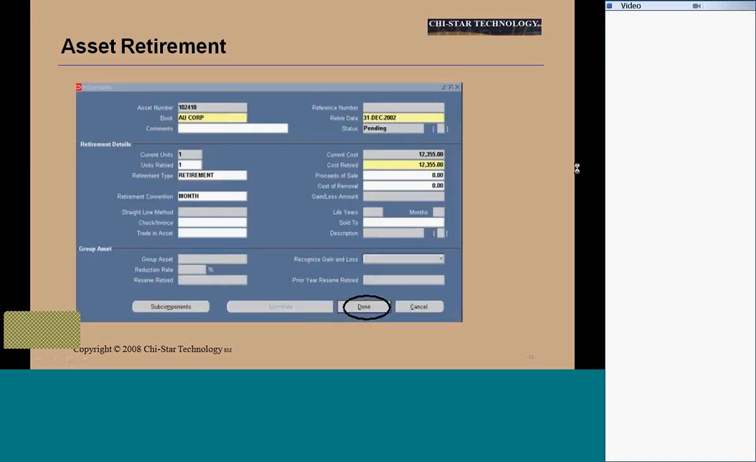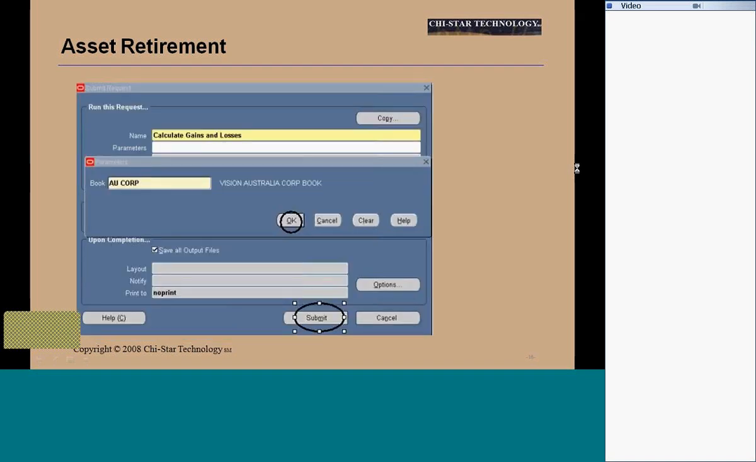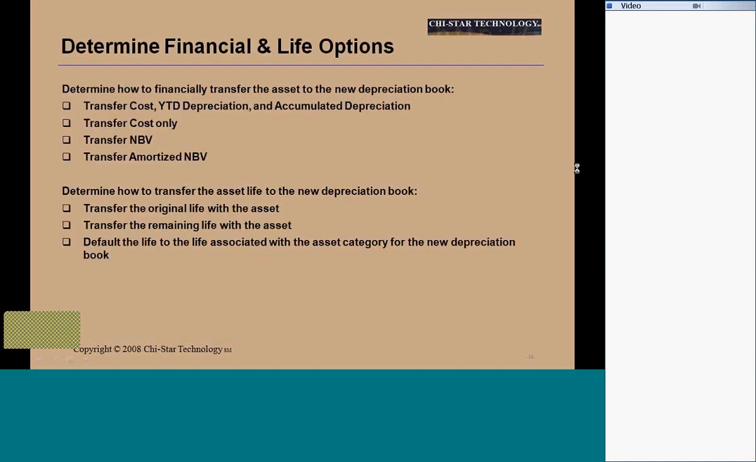Once I populate this information in my retirement form, I'm going to hit done and process that, save that retirement. The next step is to run the calculate gains and loss to actually process that saved retirement. I'm going to identify the book. I'm just going to go ahead and process that retirement.